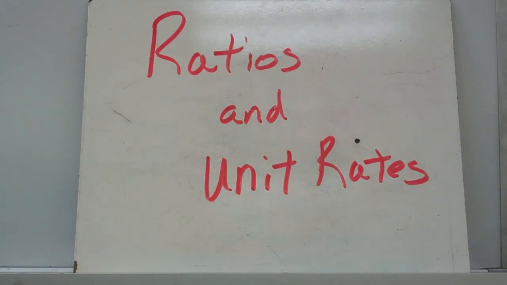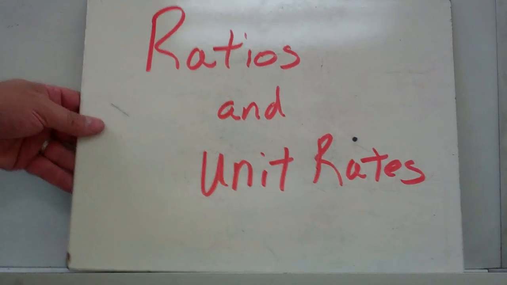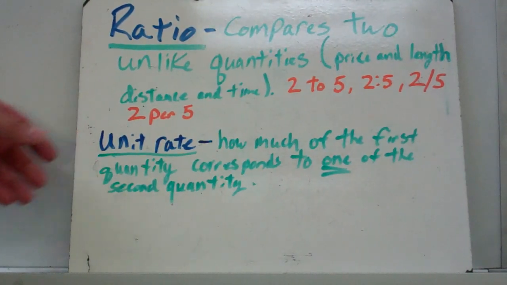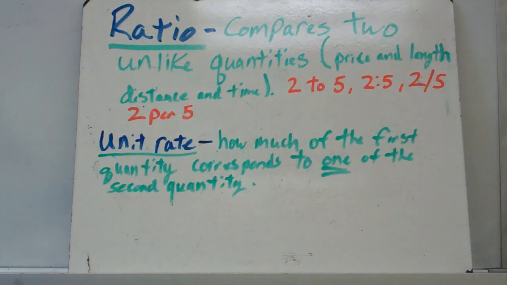Hey guys, today we're going to talk about ratios and unit rates. First we'll start off with some definitions. For example, a ratio is something that compares two unlike quantities, such as price and length or distance and time. We'll talk about some more examples that we see in class.